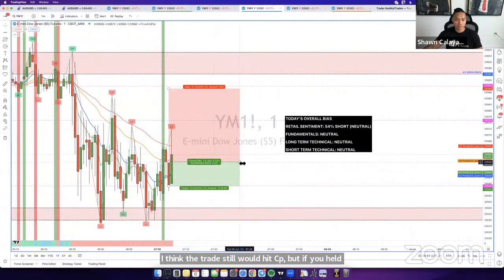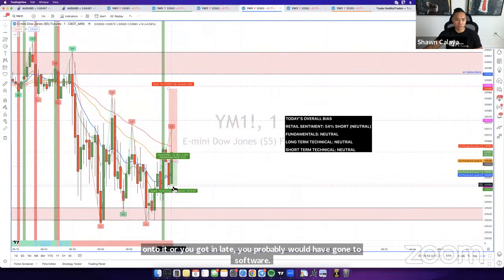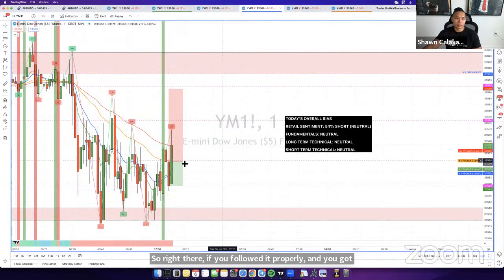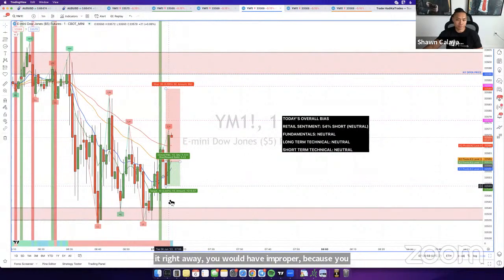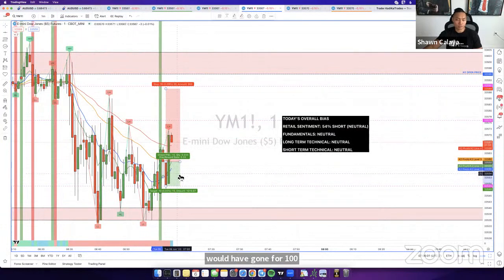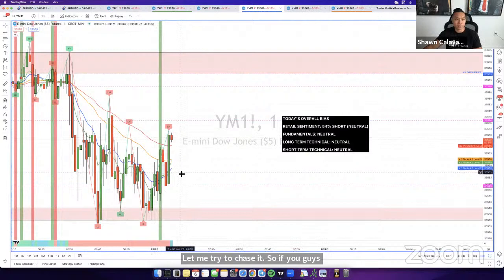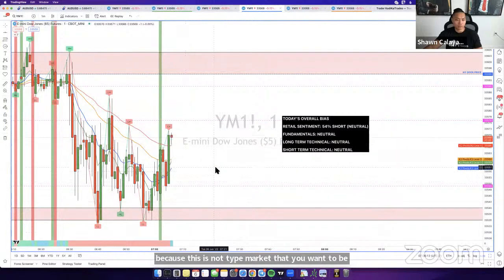If you followed it properly and got out right away, you would have been right because you would have gone for 100 pips. But what I see a lot of people do is they get greedy, put no TP, and try to chase it. So if you do see an entry, make sure that you follow those TPs, especially right now, because this is not the type of market you want to be sitting in long term. You're not really going to get much of a trending market unless you have some sort of news event.